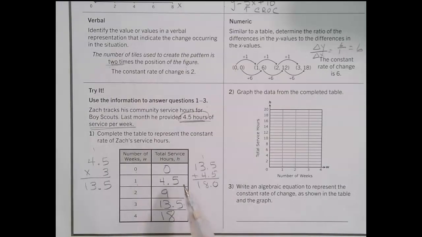But just to show you, every time, if you notice, this is increasing by 4.5. This is increasing by 4.5. Same for that. Same for that. So every time our change in y increases by 4.5, our change in x is always increasing by, you got it, 1. So our change in x is increasing by 1. So that's how we'll get that 4.5 per week.